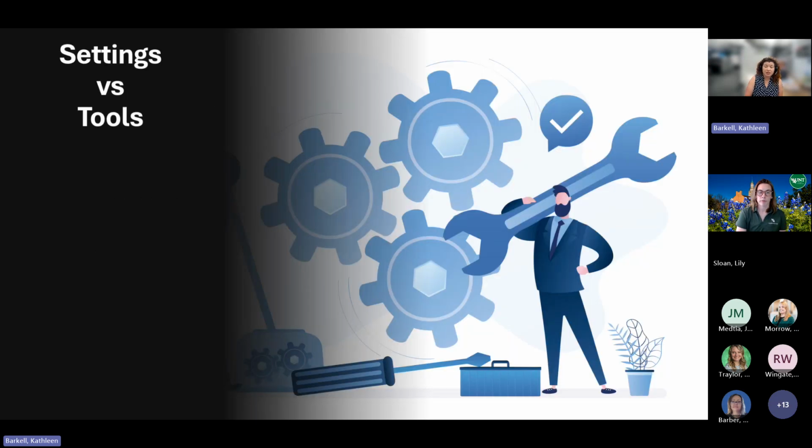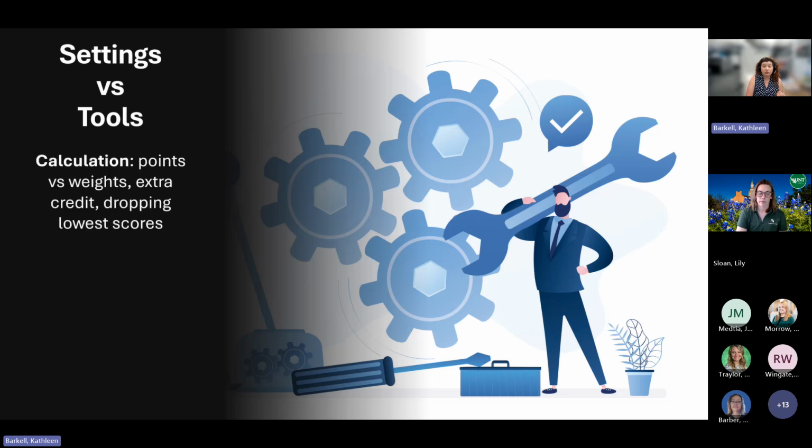But before we jump into it, it's important to make a distinction between grade settings and gradebook tools. Grade settings determine how grades are calculated. Things like points versus weighted assignment groups, extra credit, and dropping lowest scores. These settings live in multiple places: your syllabus, assignments page, grading scheme, and course settings. When they don't match, that's where the problems arise.